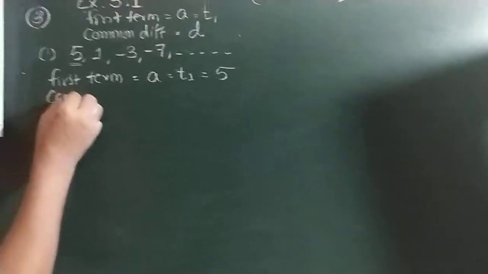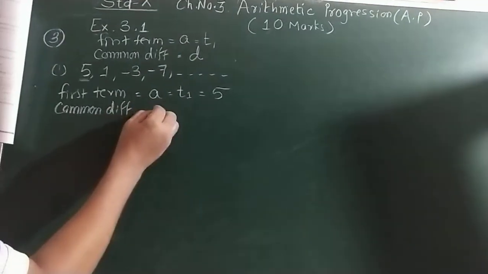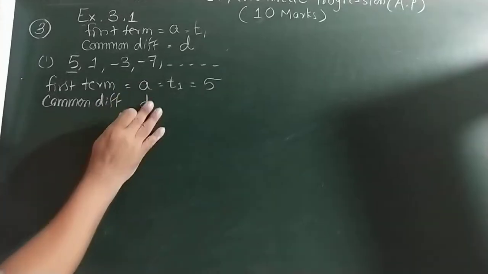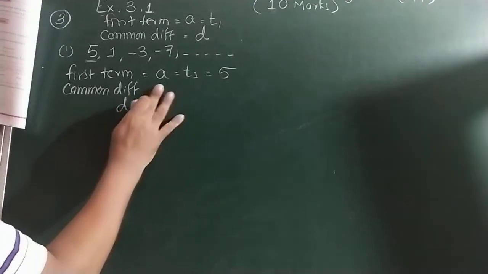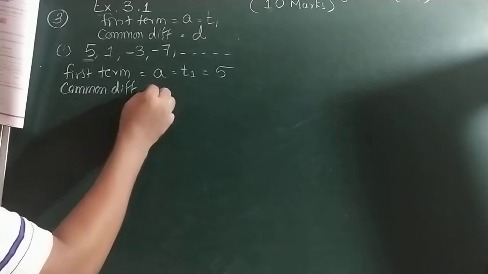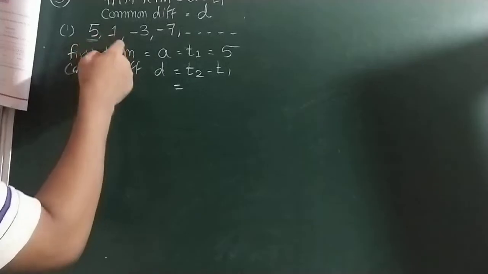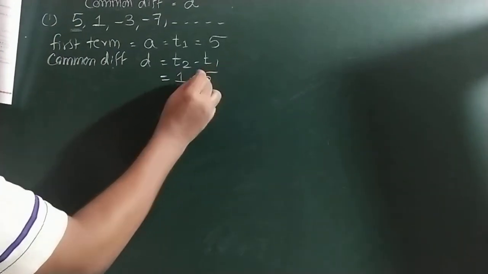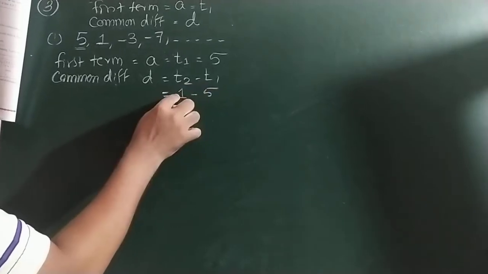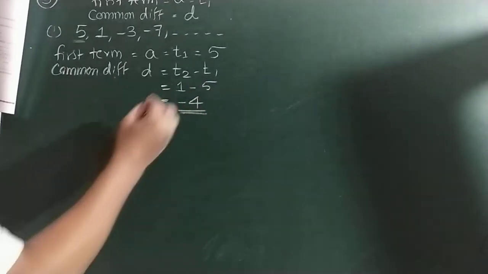Then common difference. What is common difference here? D. D is known as common difference. What is the formula for D? T2 minus T1. What is T2 here? Second term 1 minus first term 5. So 1 minus 5, smaller minus bigger, negative sign. So your answer is minus 4.